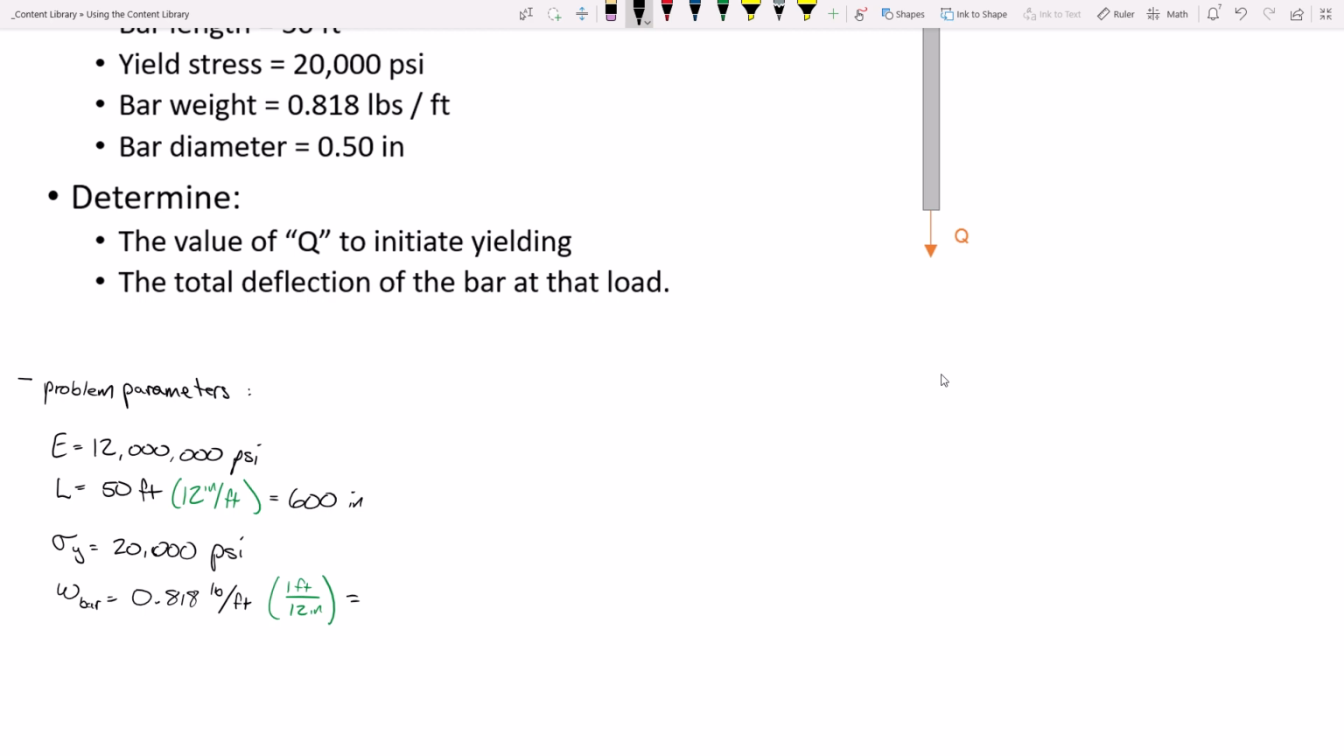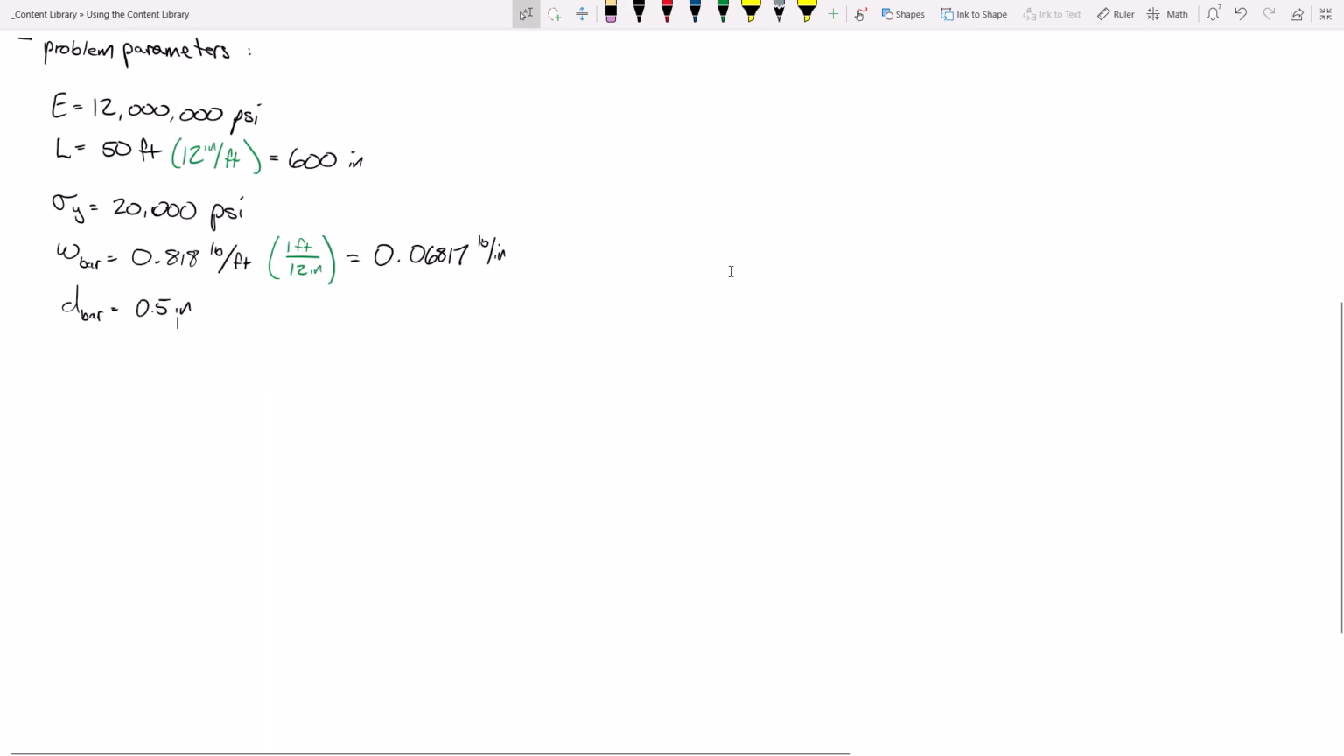I like to do my unit conversions in green. So I get 0.06817. Can somebody second me on that? After the algebra hiccups that we had last time, I want to make sure I got that right. Okay. And then we have the bar diameter, which is 0.5 inches. And by the way, if I'm scrolling too fast, same story with statics, just let me know. Don't hesitate to stop and ask what the heck are you talking about, Dr. Mike?